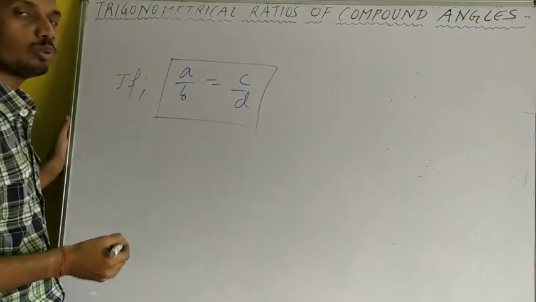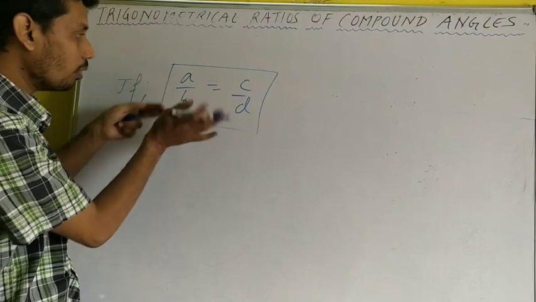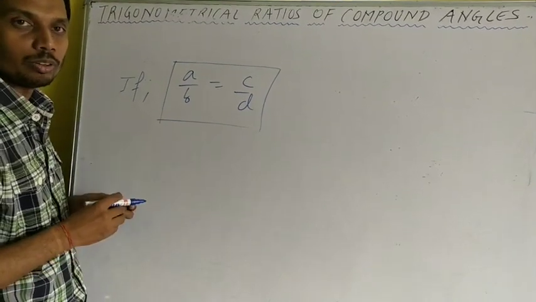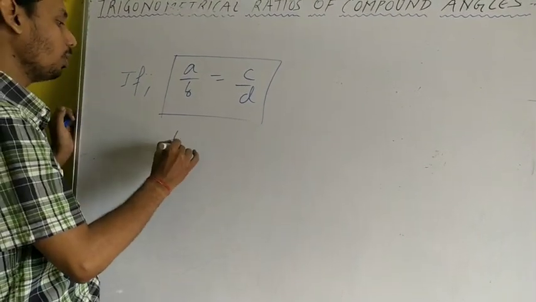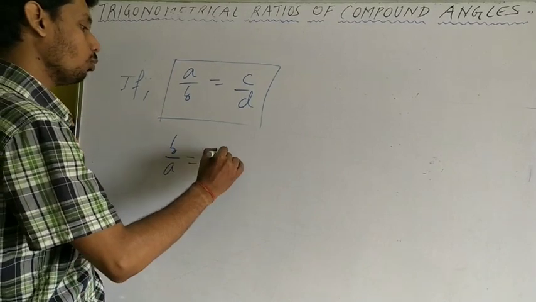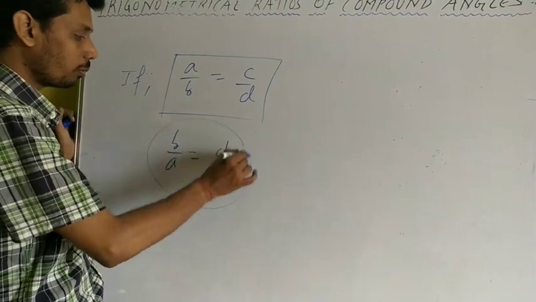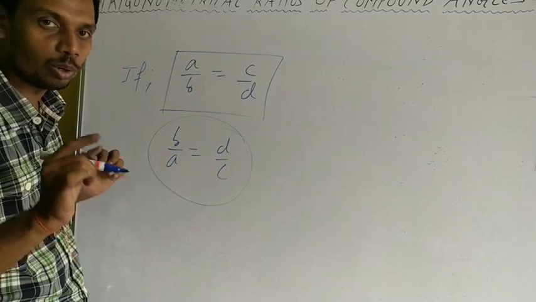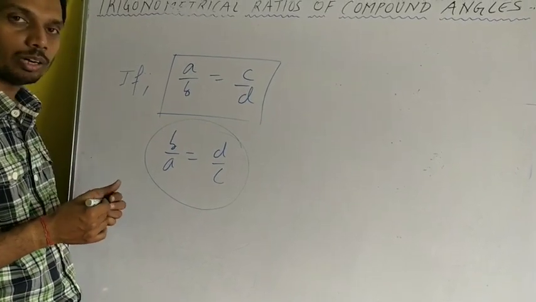If a by b is equal to c by d, and we take the inverse of this, it does not hamper our result. That is, b by a will be equal to d by c. And this particular property is known as invertendo, as we are taking the inverse.